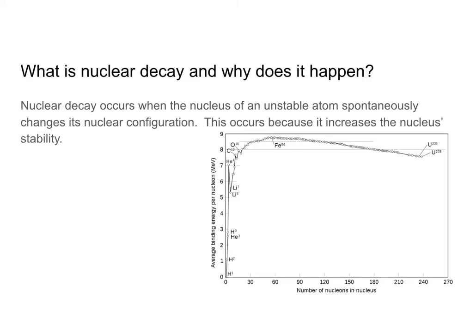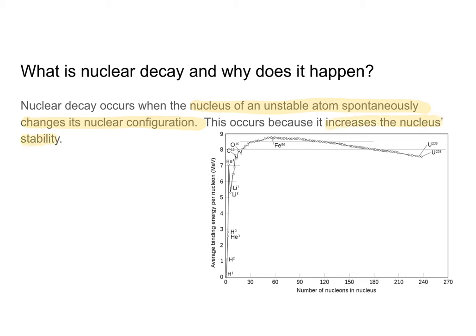In the previous video, you learned about half-life, the time it took for half of a sample of a parent nucleus to undergo nuclear decay and turn into a daughter nucleus. In this video, you are going to learn a little bit more about what nuclear decay actually looks like, the mechanisms it can go through, and why it happens. So nuclear decay occurs when the nucleus of an unstable atom spontaneously changes its nuclear configuration. This occurs because it's going to increase the nucleus's stability.